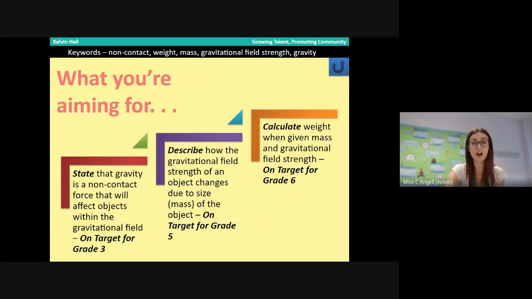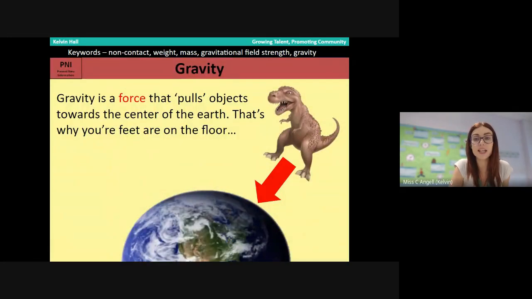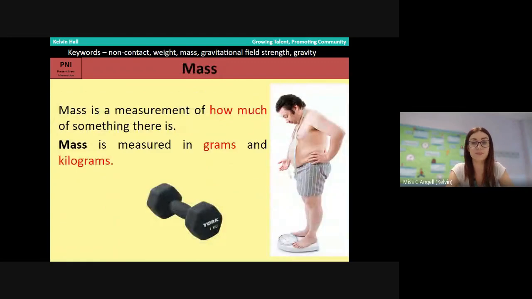We've already hit our target grade 3 because we now know that gravity is a non-contact force. So we're going to talk a little bit about some terms that sound very similar but mean very different things. Let's have a look at the picture then. So we've got people stood all around planet Earth. They all have a ball and they keep saying, this ball falls down at my feet. Why is that? What is gravity? So gravity is a force that pulls objects towards the centre. That's why your feet are on the floor. And when our Earth rotates, you don't just fall off the side of the planet.